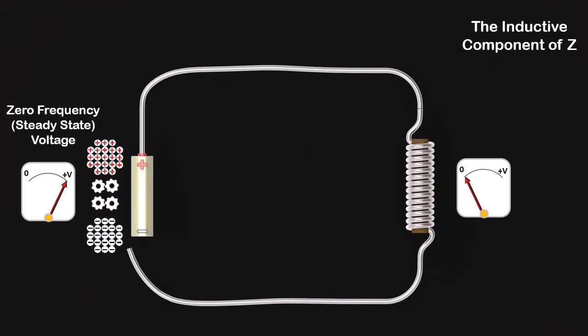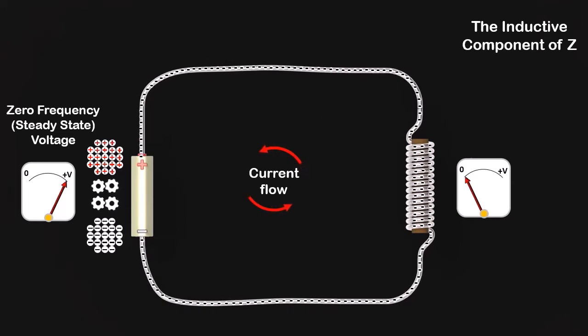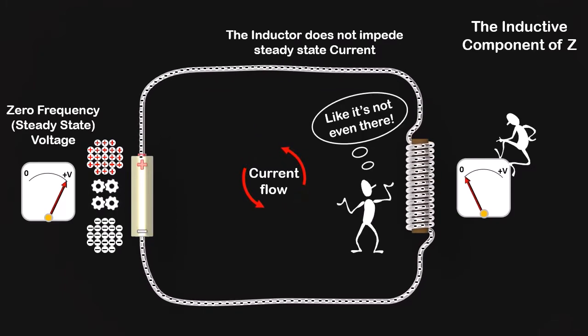Next, let's move to the inductor. Here is the inductive component of impedance with our steady-state battery as source once more. Remember how the inductance was able to generate a voltage? Let's be on the lookout to see if it does so again. When we connect the wire to the battery, the inductor does nothing to impede the flow of the steady-state current. It doesn't even have any voltage develop on it. It's a little bit like the inductor isn't even in the circuit.